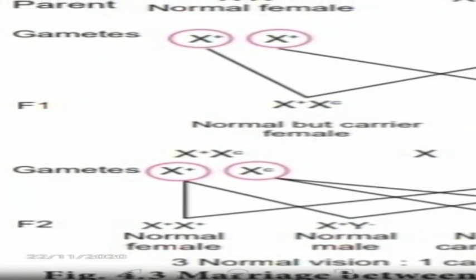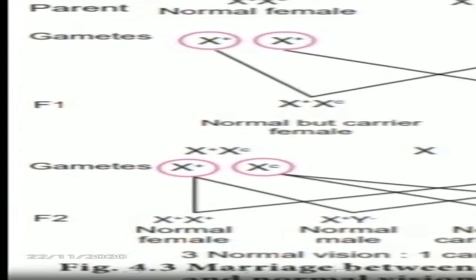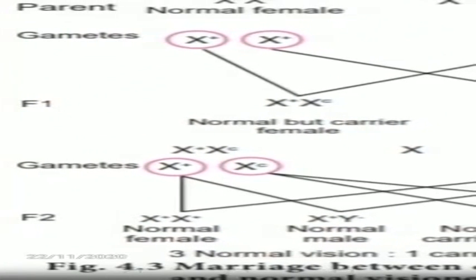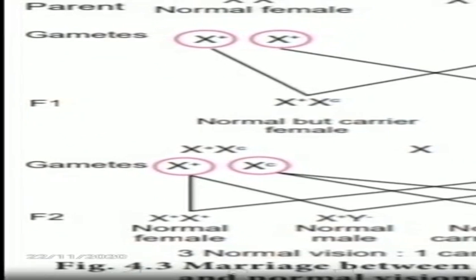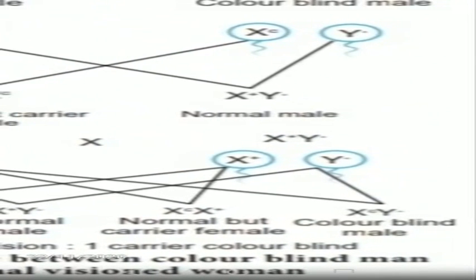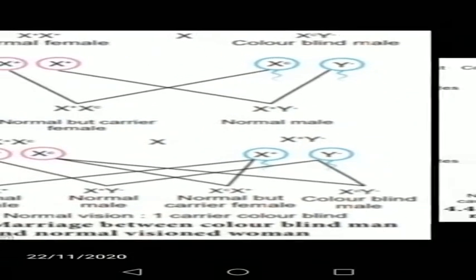generation to the F2 generation. A marriage between an F1 normal visioned carrier woman and a normal vision male will produce one normal vision female, one carrier female, one normal vision male and one color blind male. Can you see here? So normal female, normal male, normal but carrier female, color blind male. This is what we call the F2 generation.